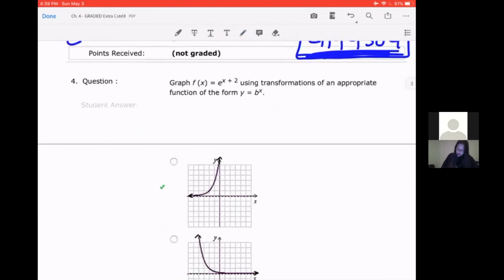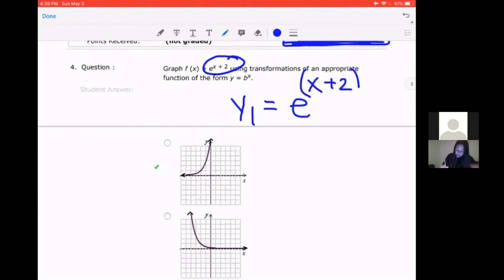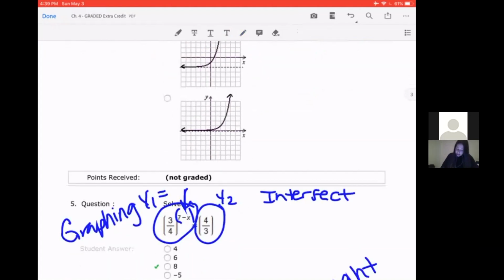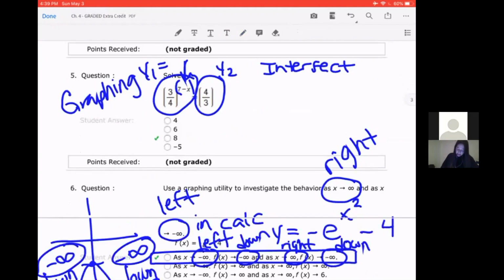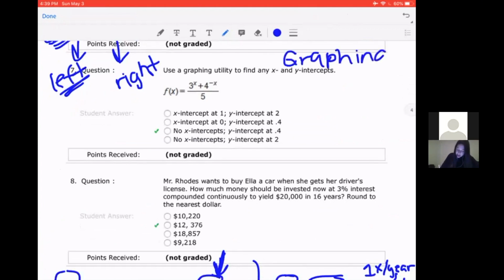For number 4, graph using the transformations, okay? So all we do, put this in the calculator, y1 equals e to the power of x plus 2, all right? Make sure, since all of this is the exponent, that you put all of that in parentheses, all right? And then you just pick your correct graph. That's it. So scroll down, make sure you pick your correct graph. We talked about 5 and 6 already. For number 7, I think is a little more straightforward for you guys as well. Notice number 7 is just a graphing problem.